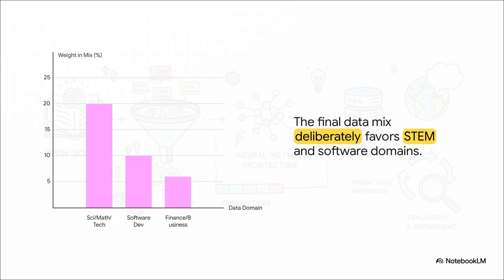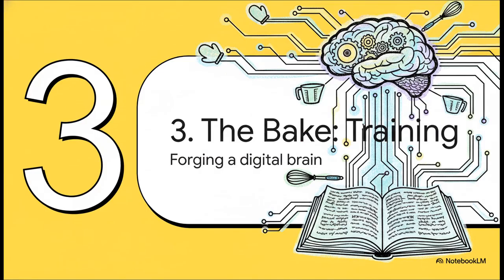You can see it's not random at all. The team deliberately boosted certain categories. Just look at how much they favored science, math, and tech, and software development. This wasn't an accident. It was a strategic move to build a model that's incredibly good at those really complex subjects. Okay, so the ingredients are all prepped and in the bowl.